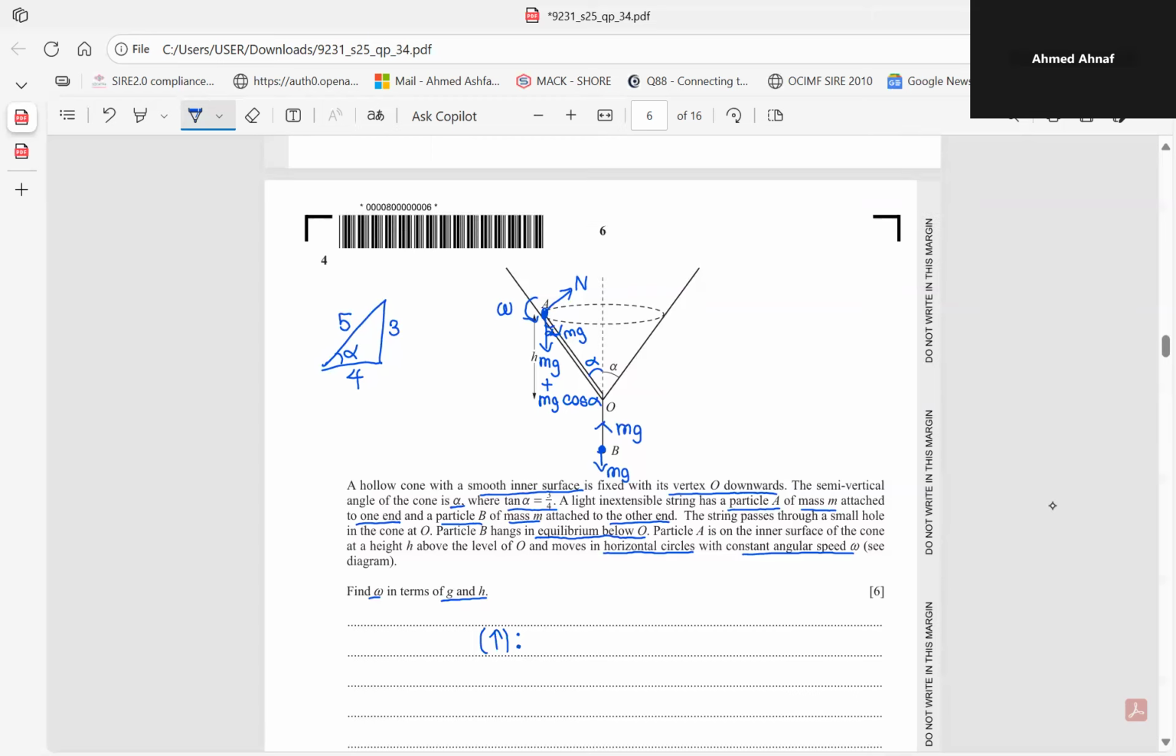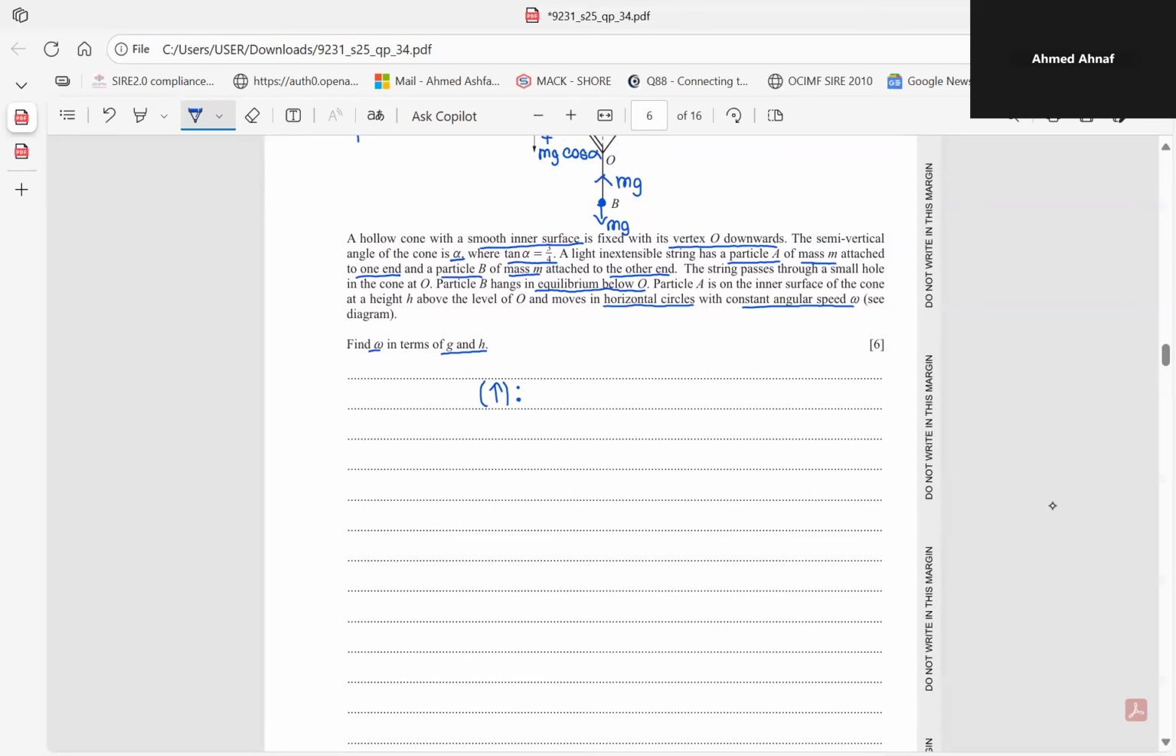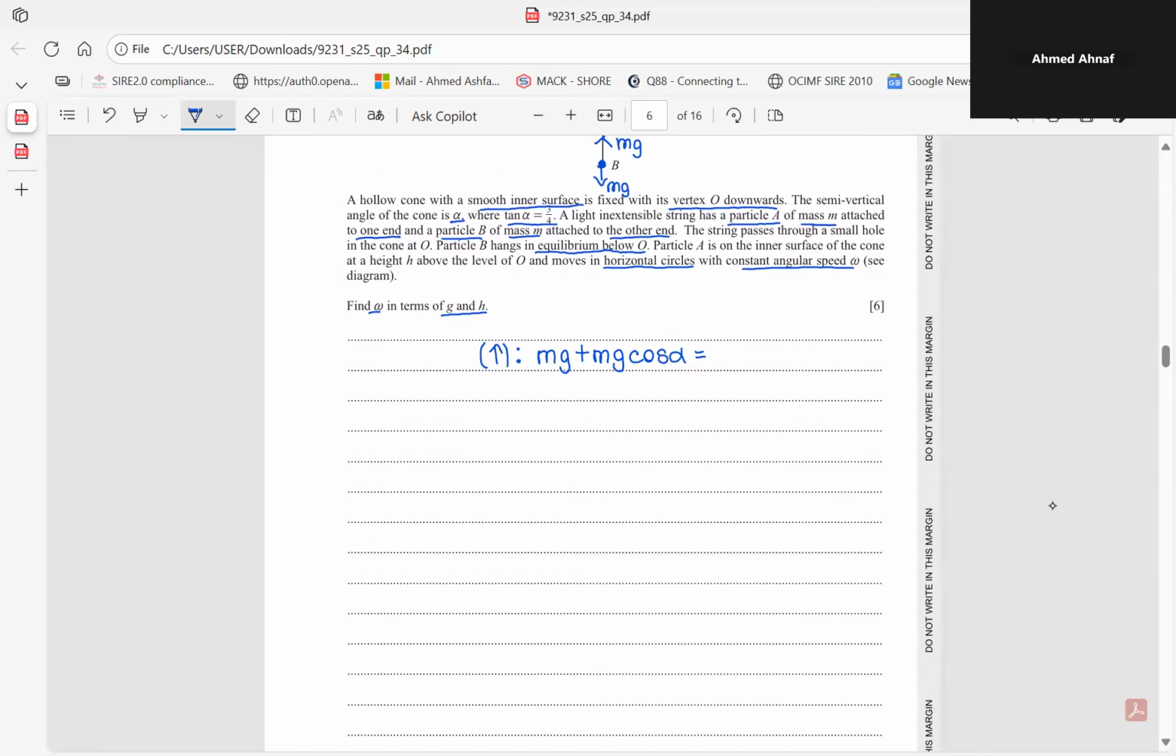As for the normal contact force, since this is a right angle and this is 90 minus alpha, this is going to be just alpha. So the vertical component is N sine alpha. So let's write down the final equation. mg plus mg cosine alpha will be equal to the vertical component of the normal contact force, which is N sine alpha.